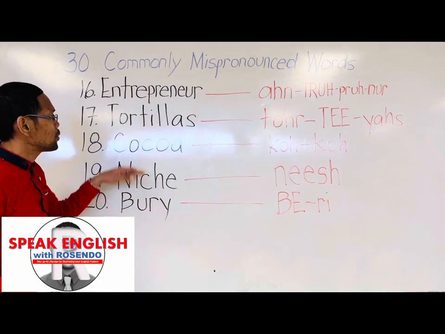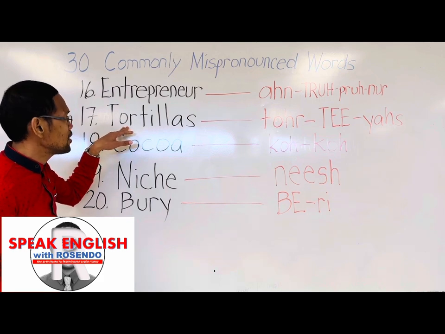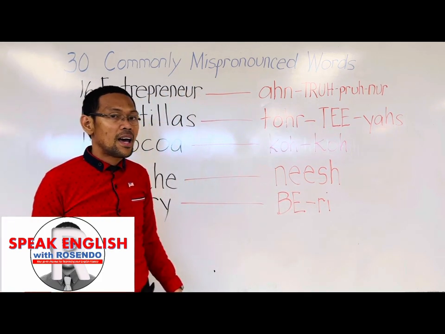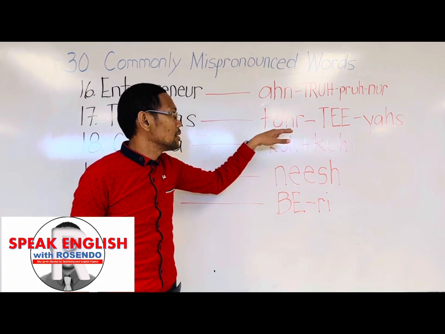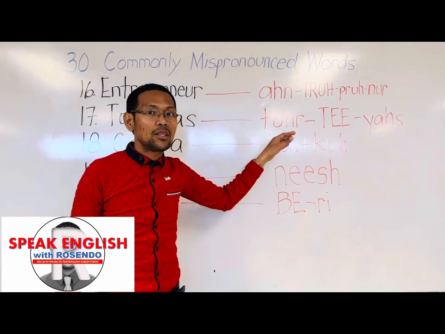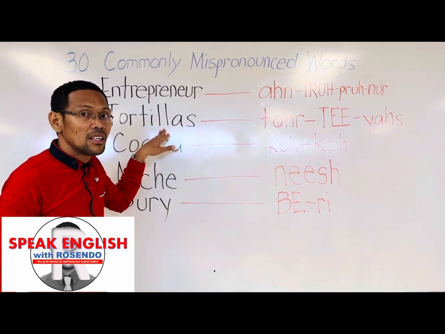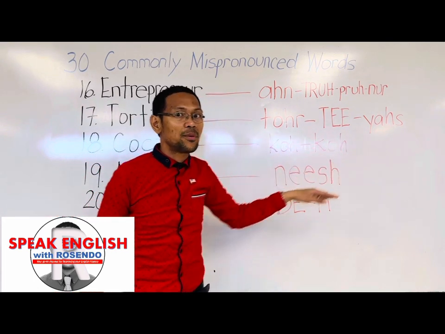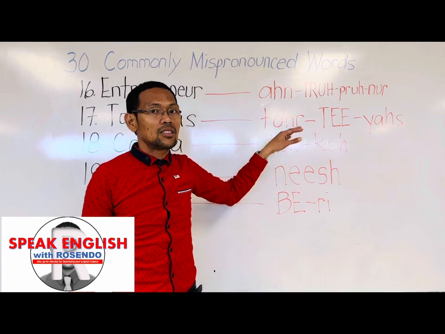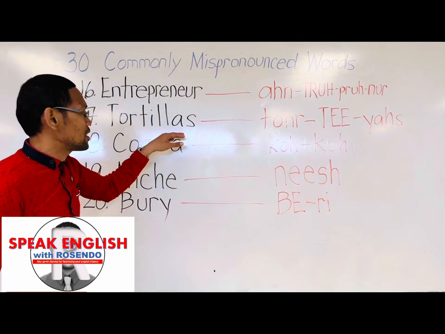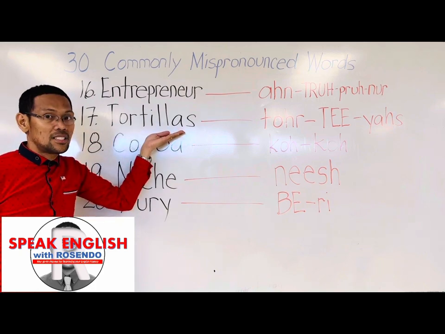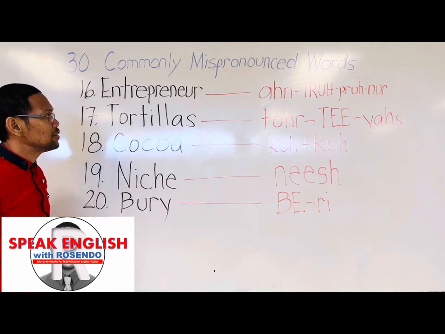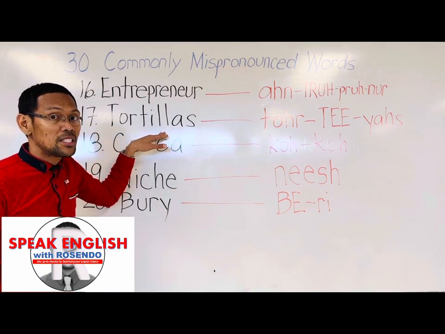Next we have a Spanish word, now an English word from the Spanish. How many syllables? One, two, three. It's pronounced as tortillas. The two L's here are changed into the sound of a Y, hence it's pronounced tortillas. We don't say it the other way, but we say tortillas.